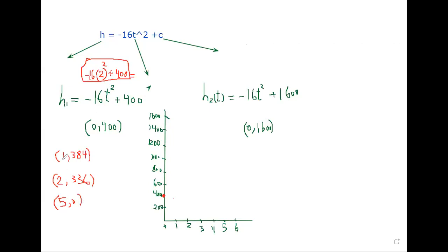Okay, Miss, but is there another way? Yeah. We can just divide 16 and 400. It will be 25, and we take the square root of 25. We get 0 and 5.